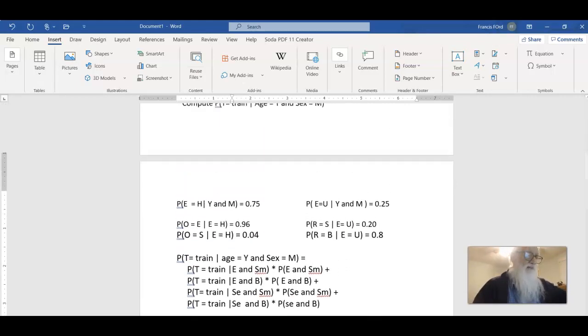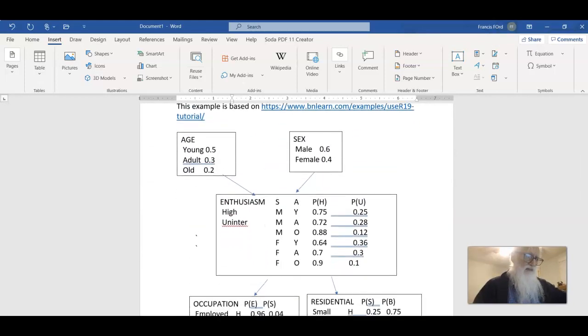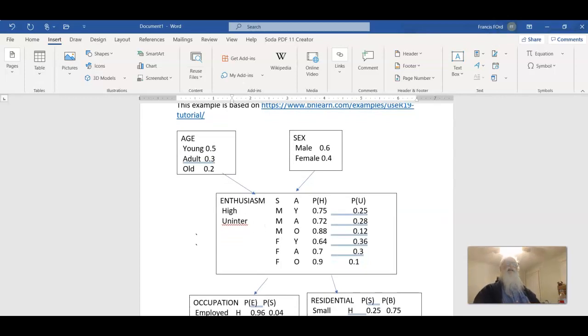Now, in our example, the variables, the first one at the top, will be age. And in our particular sample, we're going to have 50% young, 30% adult, and 20% old. And then we'll have sex. We'll have 60% male and 40% female.